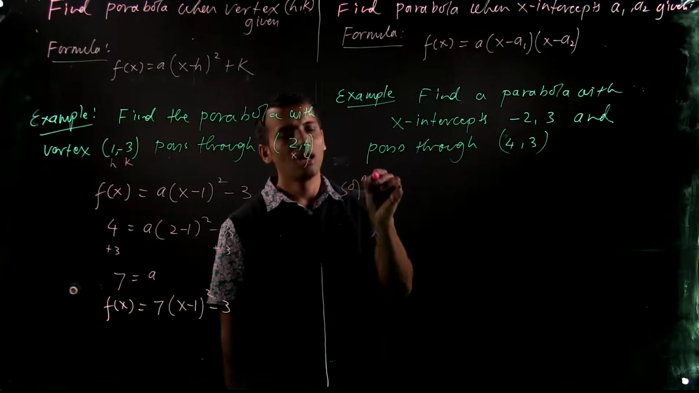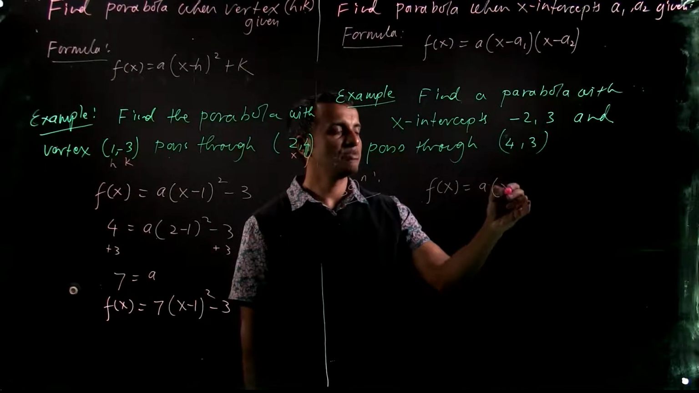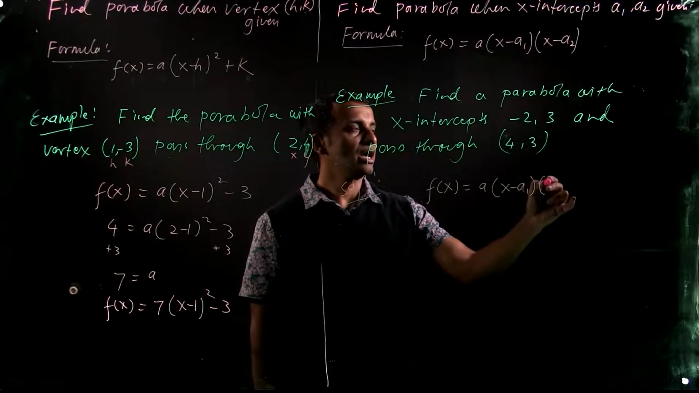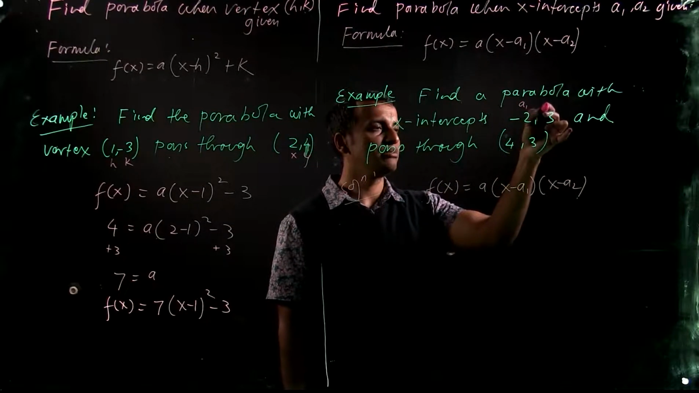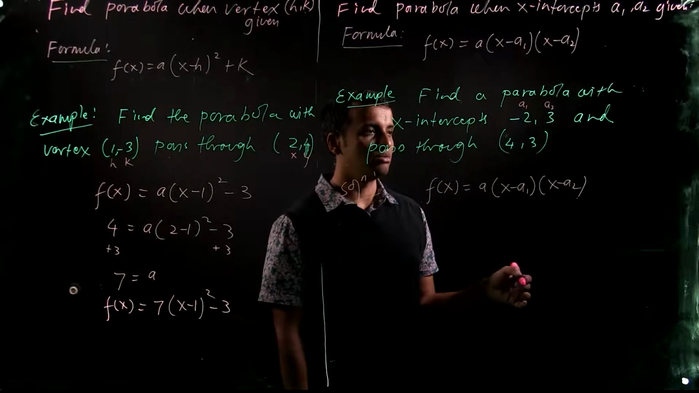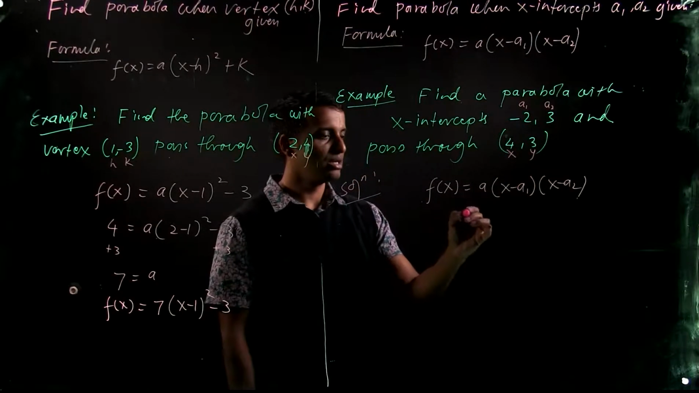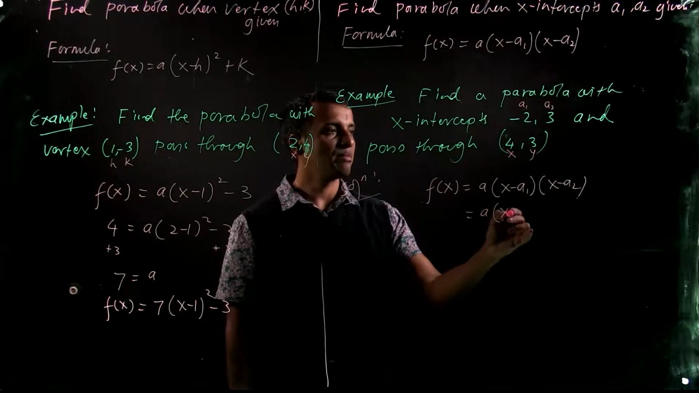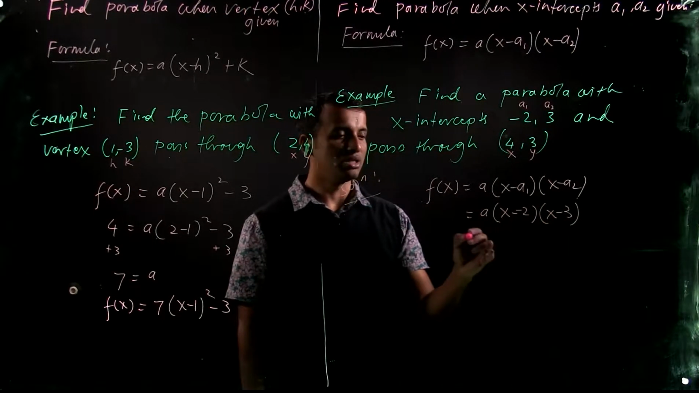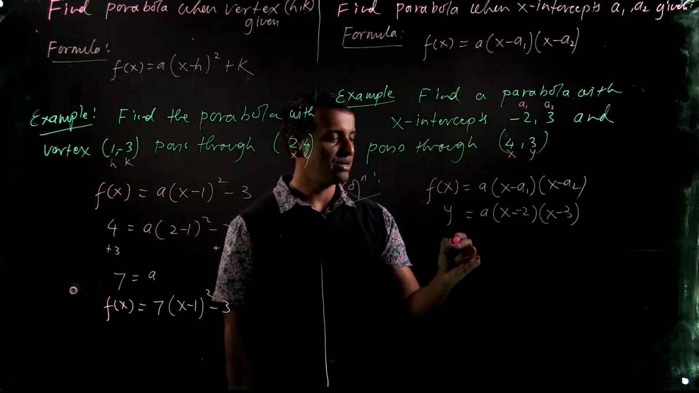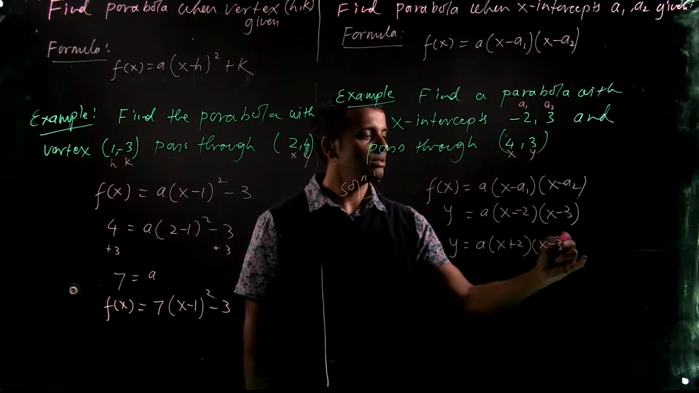So to solve this example, the formula is f of x equals a times (x minus a1) times (x minus a2). The example has given the x-intercepts as a1 is negative 2 and a2 is positive 3, and also given the values of x and y. We'll plug those in later. But this is a times (x minus negative 2) and then (x minus 3), right? So basically this is y equals a times (x plus 2) and then (x minus 3).